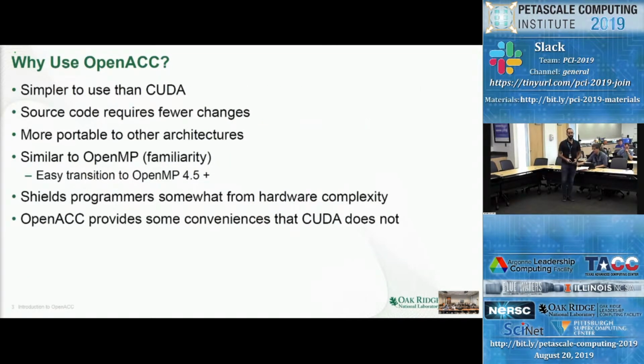So why would you use OpenACC? It's simpler to use than CUDA. The source code requires fewer changes. It's more portable to other architectures. If you wanted to do a transition to OpenMP offload, it's quite similar to OpenMP, so it'll be familiar to those who are already familiar with OpenMP. And it shields programmers somewhat from the complexity of the hardware, which is a good and a bad. And it provides some conveniences that CUDA doesn't.